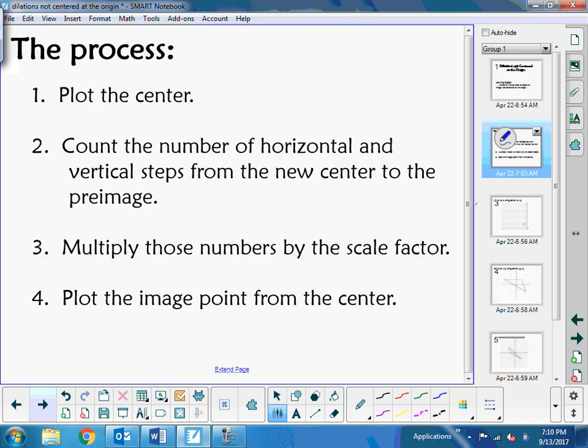Okay, I tried to write out the steps here for you. The steps maybe look a little confusing at first, but once I explain them, it'll get a little bit clearer. First of all, we're going to plot our new center. Then we're going to count the number of horizontal and vertical steps from the new center to the pre-image. We're going to count how many places it moves up, down, left, and right, going from that new center point to the pre-image. Then whatever that moved, that's what I'm going to multiply the scale factor by. Then we can count and plot our new points. So we're going to walk through this process, and then I think this will make a lot more sense.